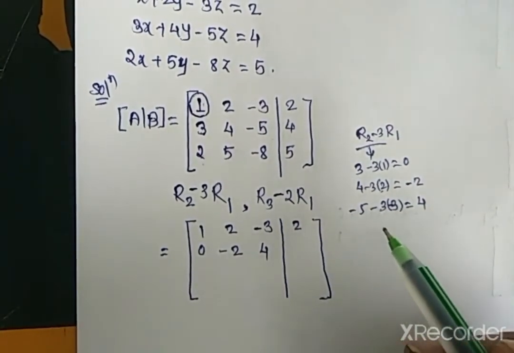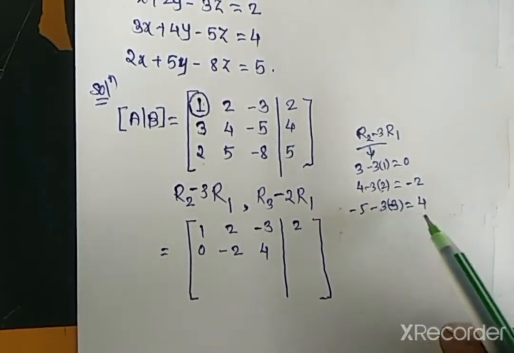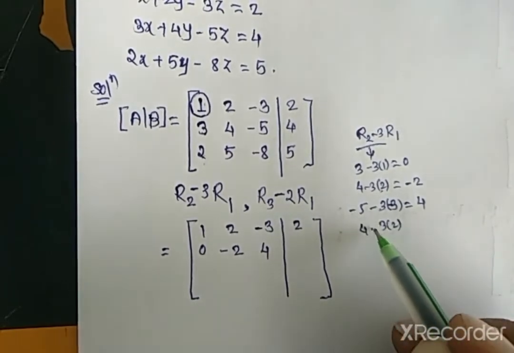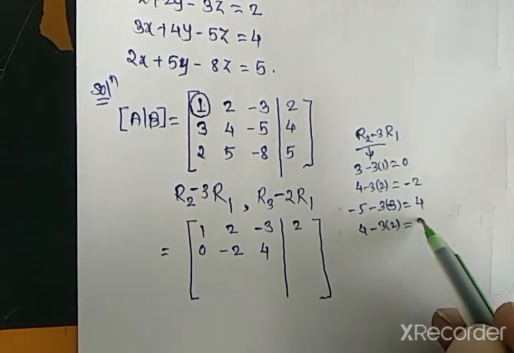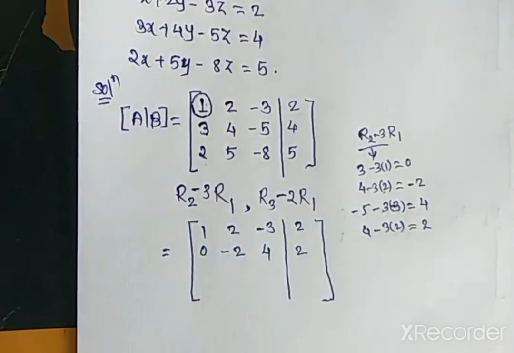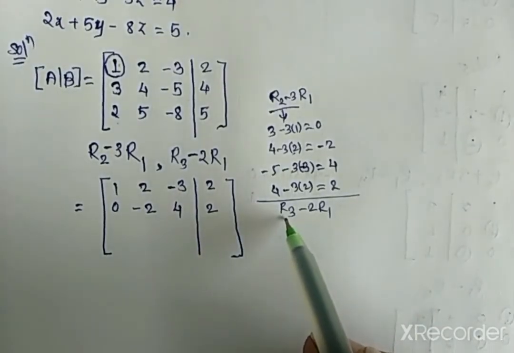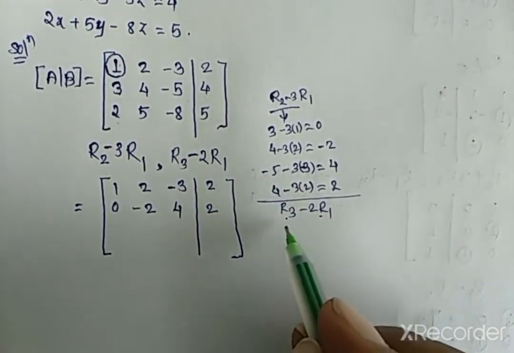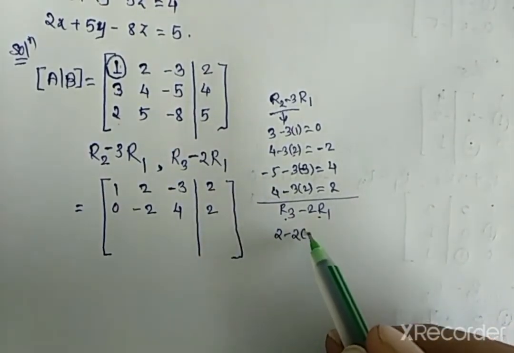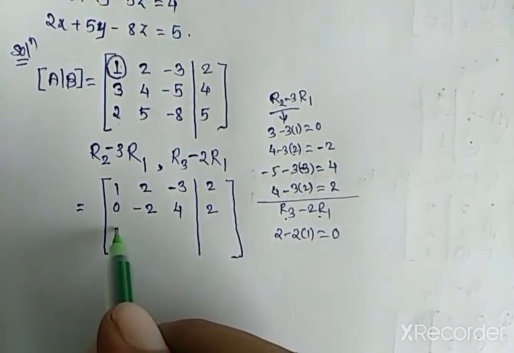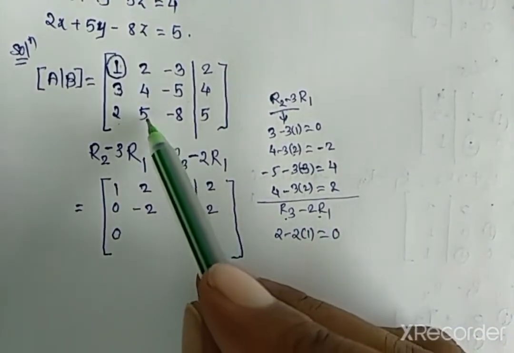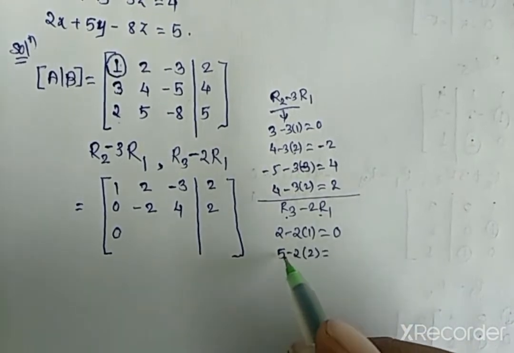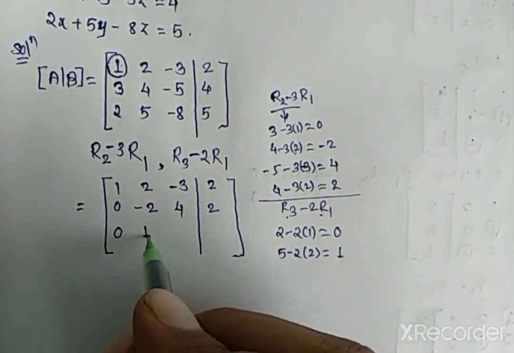Okay, next it will be 4 minus 3 into 2, which is 4 minus 6. Now for the third row, the row operation is R3 minus 2 R1. So the first step is 2 minus 2 into 1, which is equal to 0. Next it is 5 and 2, so it is 5 minus 2 into 2, which gives 5 minus 4, which is equal to 1.